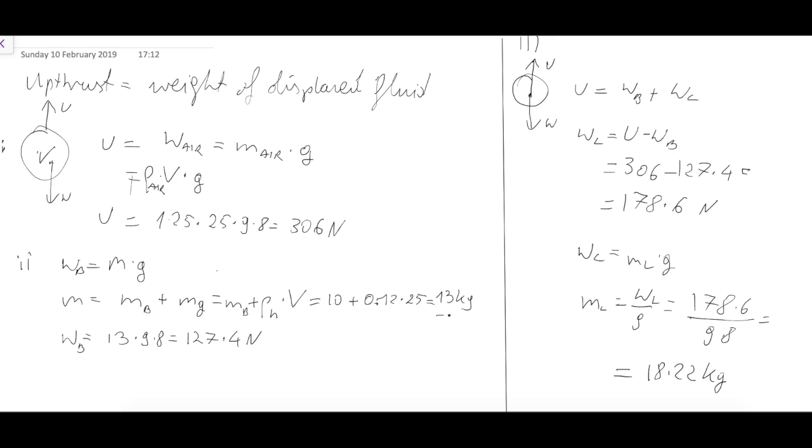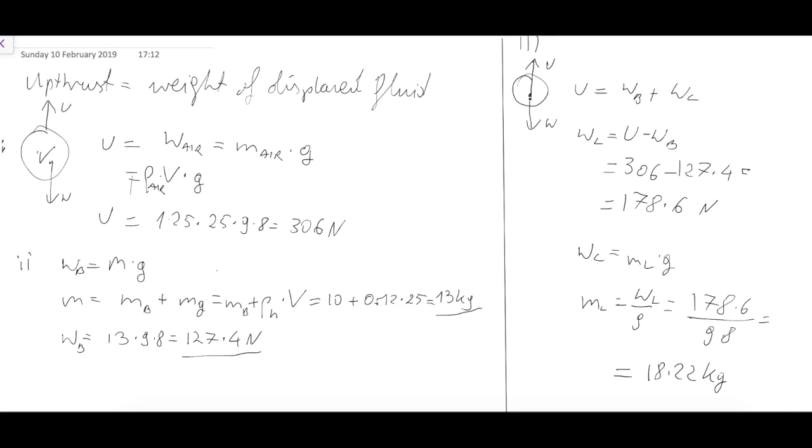So that's the total mass of the balloon. So now we can calculate the weight of the balloon, which will be equal to 13 kilograms times 9.8, which will be equal to 127.4 newtons. So that's the weight of the balloon. Now, what is the maximum load that this balloon can carry? The maximum load that this balloon can carry will be in the case where the upthrust force is equal to the total weight of balloon and load.